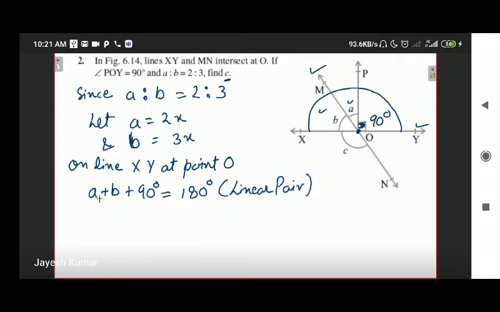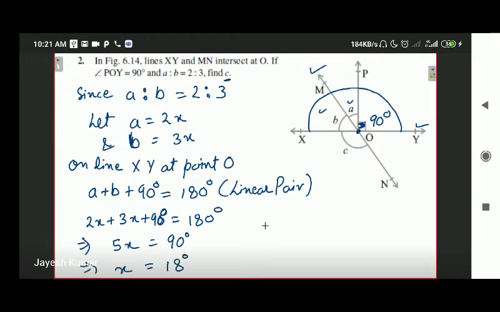So we will put in the values of A and B. A is 2x, B is 3x, and 90 degrees. The answer is 180 degrees. We'll simplify it. This is 5x equals 90 degrees, since 180 minus 90 is 90 degrees. That means the value of x is going to be 18 degrees.